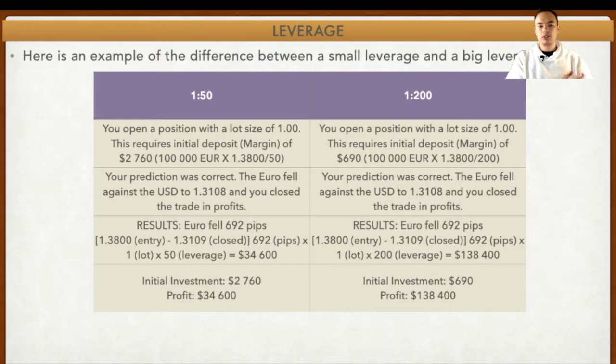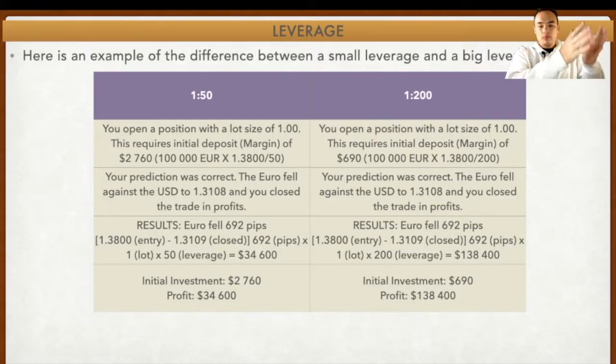How did I get $2,760? Remember, for a standard lot size, it is 100,000 units of the base currency. The base currency in this example is Euro. It's Euro USD, and the base currency is always on the left, Euro. Because we're using a standard lot size, it's 100,000 units of the base currency, so it is 100,000 euros.